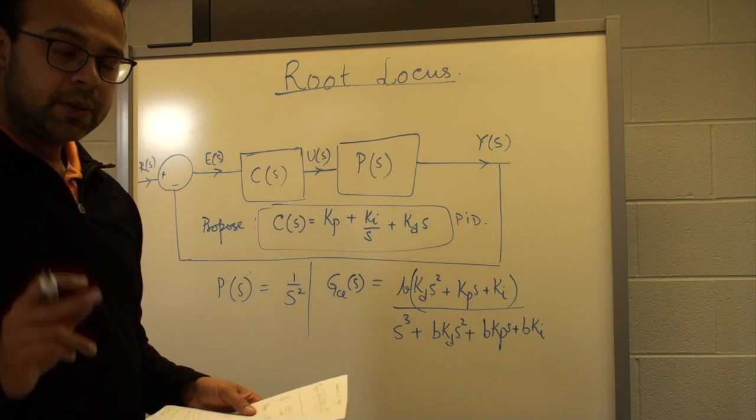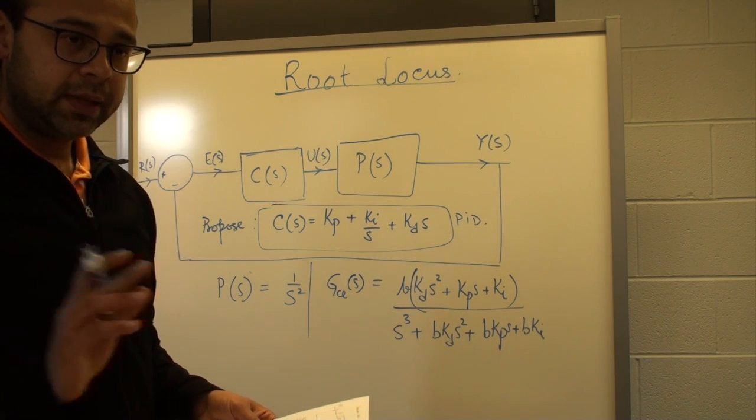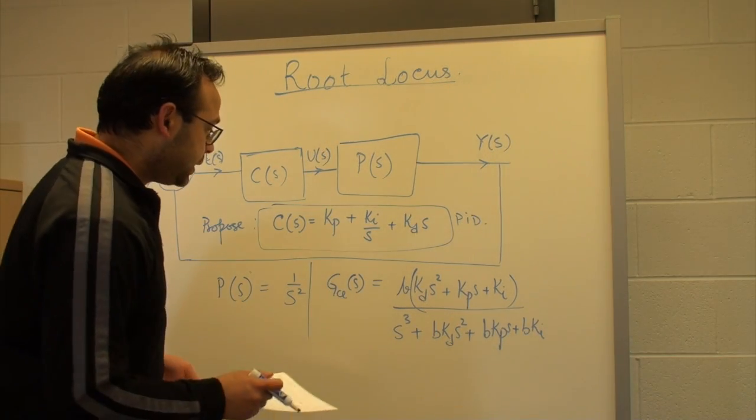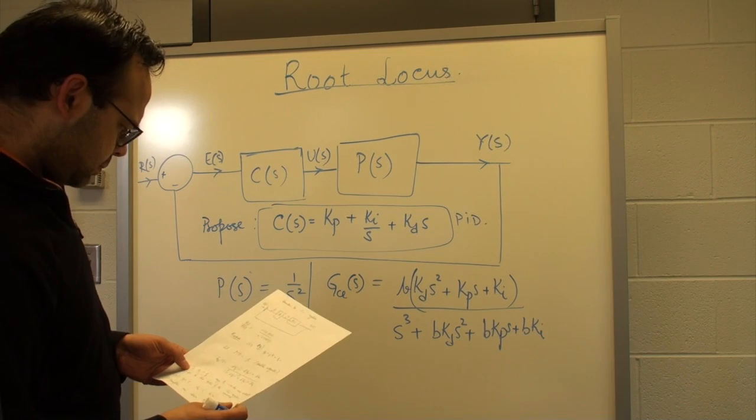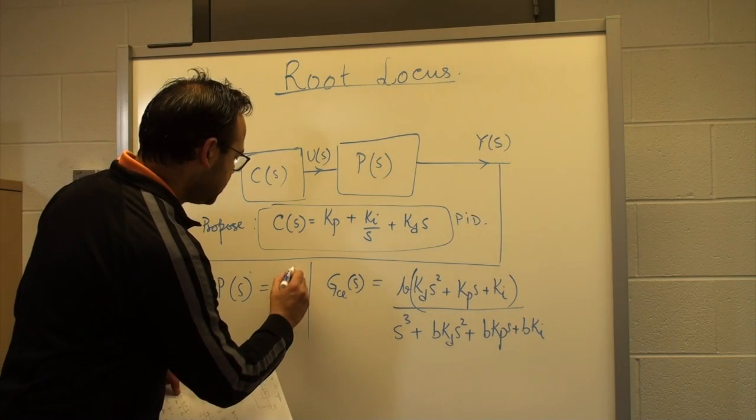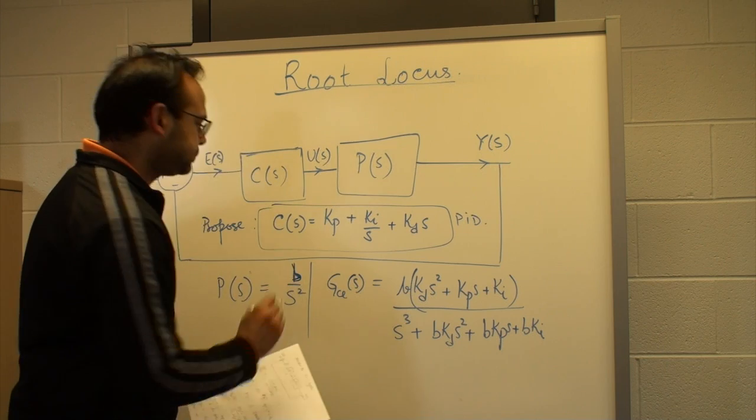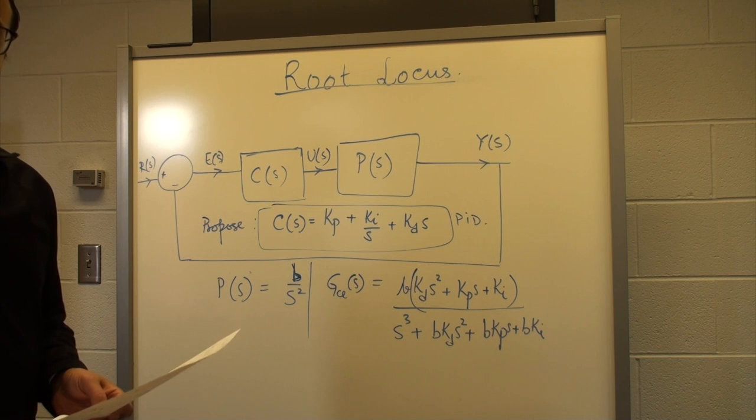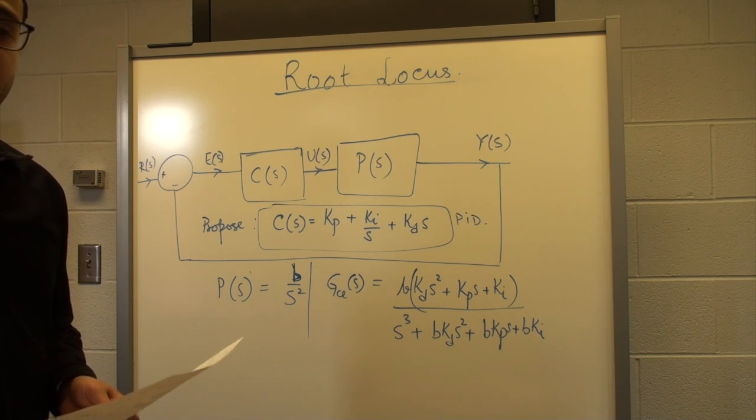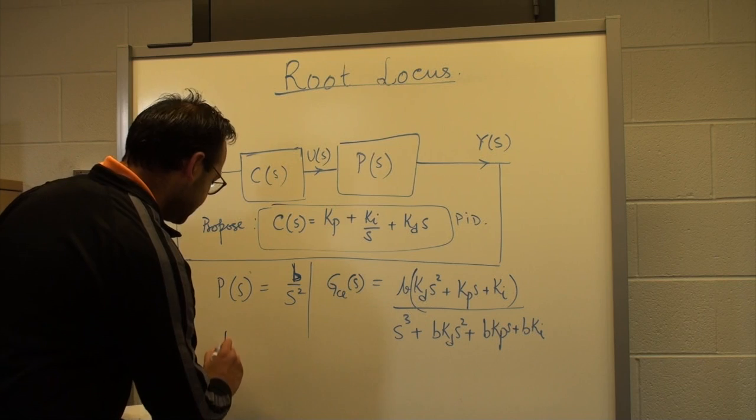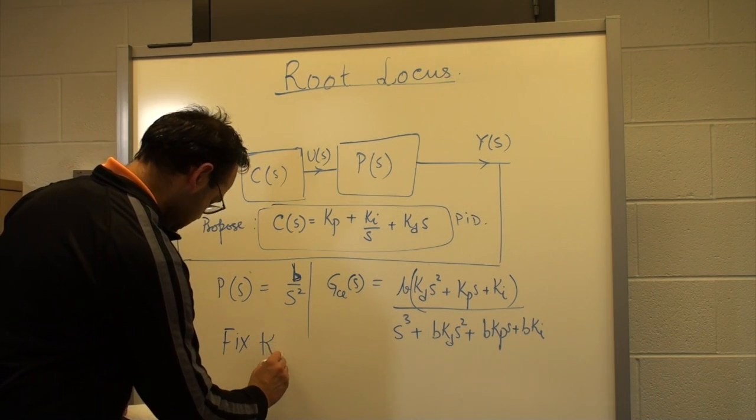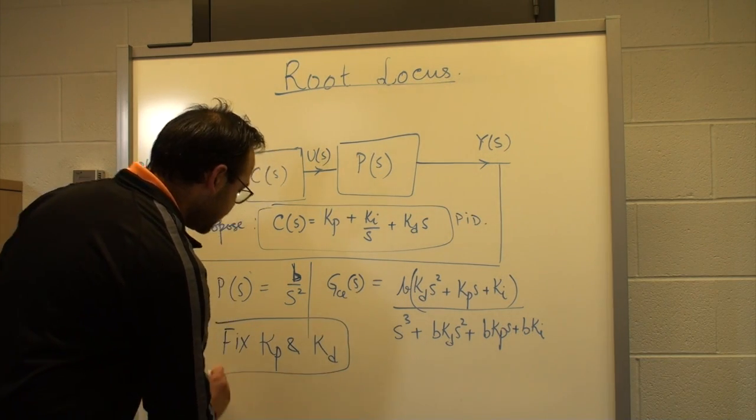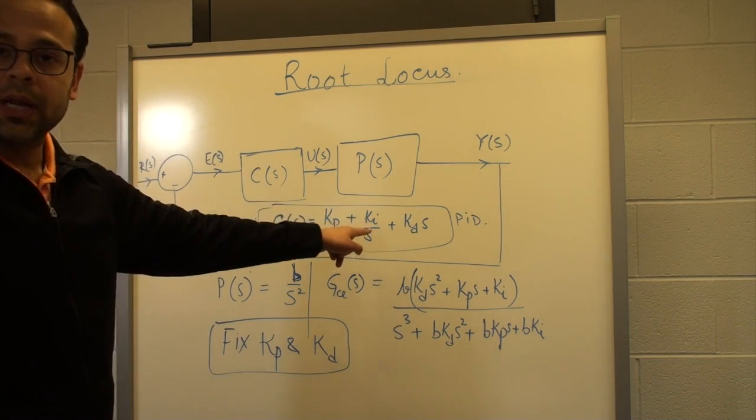So, like I said, you can only tune one gain in the root locus method, right? So what we are going to do here is, where did this B come from? Oh, so the plant is B over S. Okay, that's where that B comes from. Okay, so to try out the root locus method, we are going to fix KP and KD, and we're only going to try and tune the integral gain.